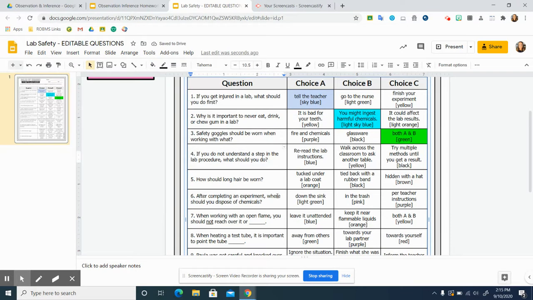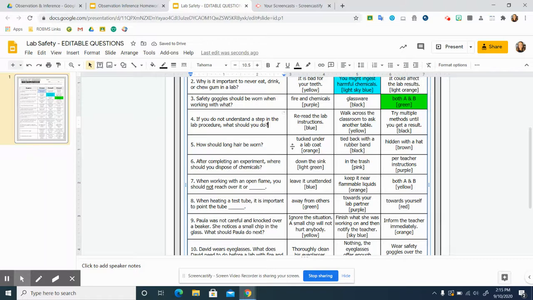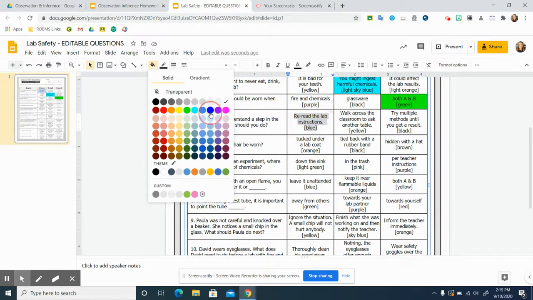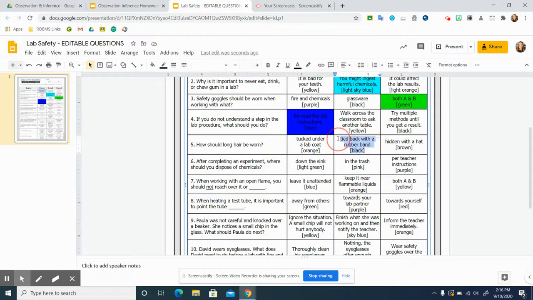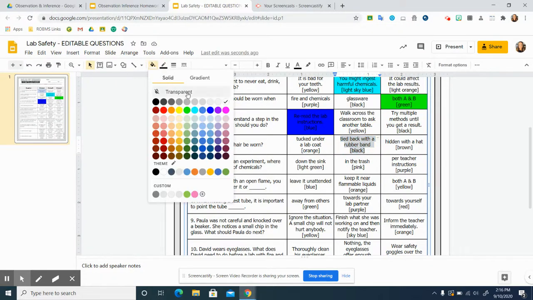If you do not understand a step in the lab procedure, what should you do? Reread the lab instructions, walk across the class to talk to another table, try multiple methods until you get a result. Please reread the instructions if you don't understand something. Sometimes it's just you misread something the first time or didn't read it correctly. Reread the instructions. Then if you're still not sure, ask me for help. How should long hair be worn? Okay, we talked about that today, tied back with the rubber band or a hair tie.